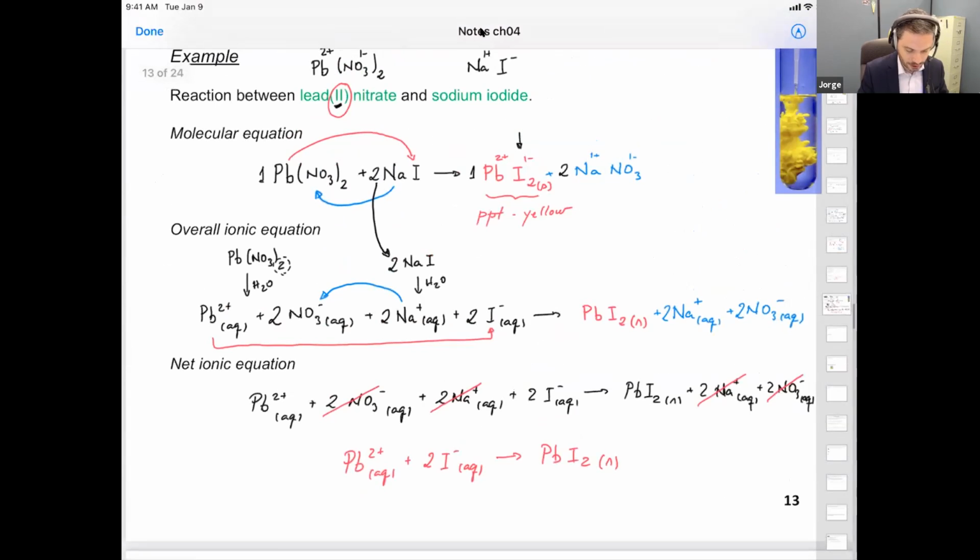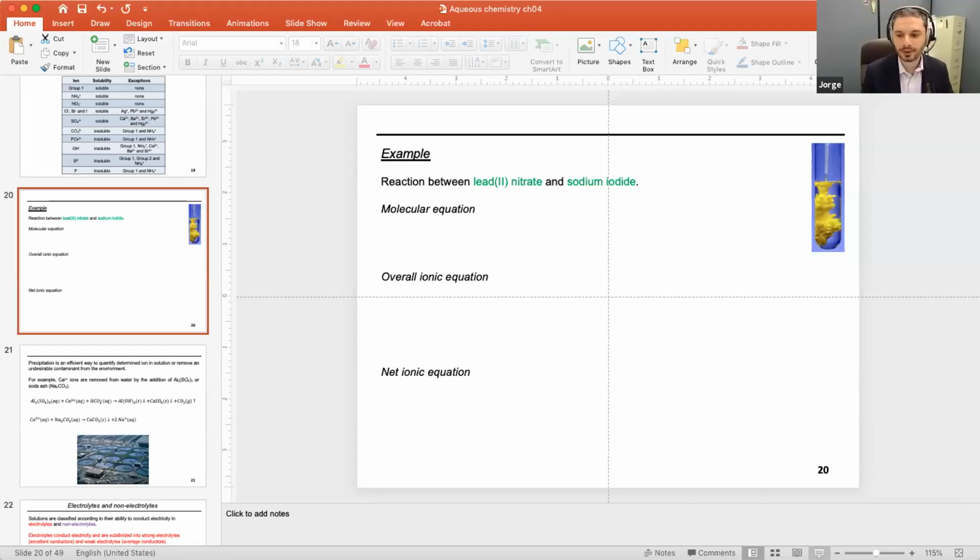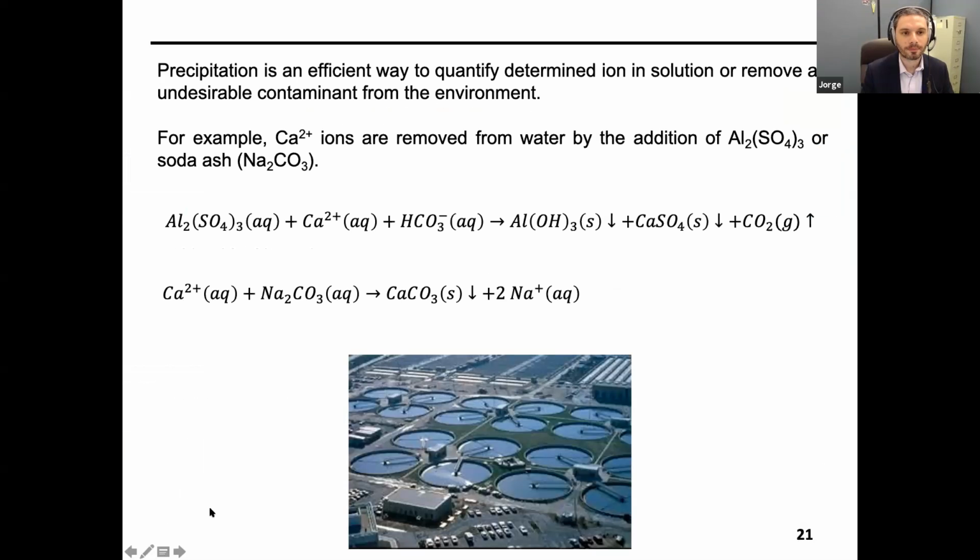Okay, very good. So now that we can write equations between acids and bases and salts, let me go back to the PowerPoint and let's talk about ions in solution. Let me share our PowerPoint screen. Oh, and then just one thing before we move on.